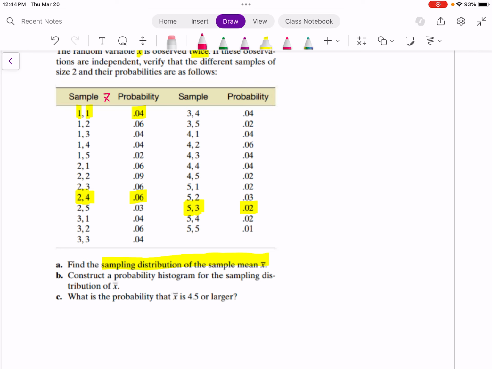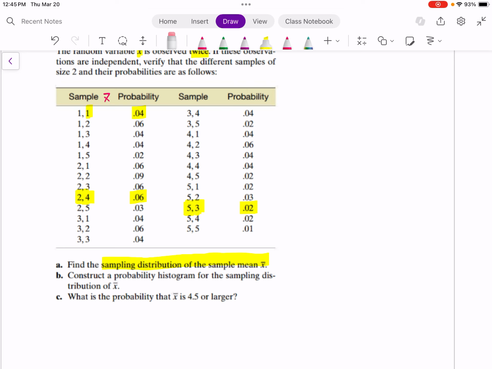So 1 plus 1 divided by 2. So we are finding the mean. You are finding the mean for each sample. So this is your first sample, this is your second sample. We have a list of samples and we have their probabilities. So first we find the mean of each sample.